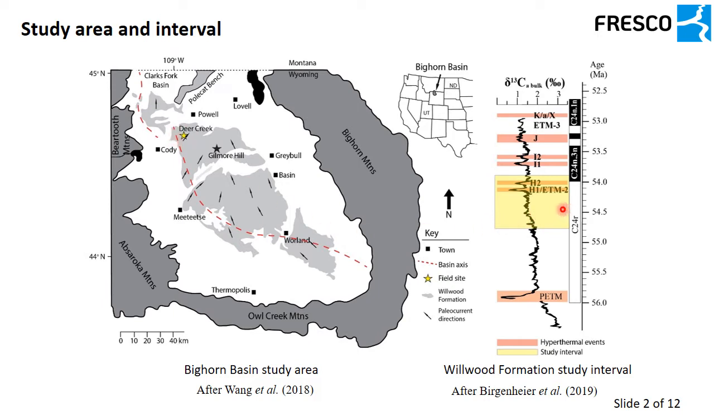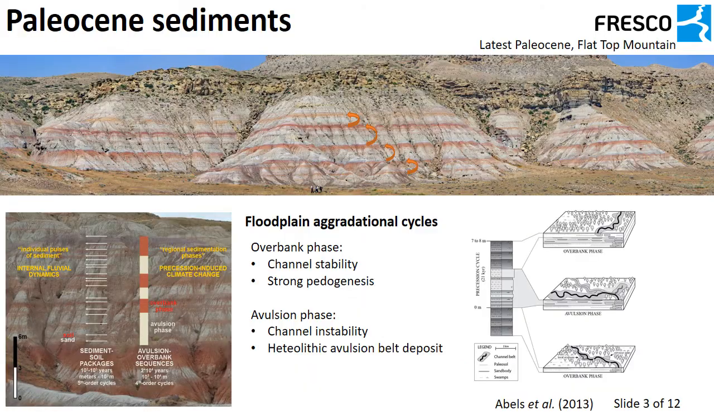Our study interval is the early Eocene Wellwood Formation. It is 1 million years younger than the Paleocene-Eocene Thermal Maximum. And in our study interval, there are two hyperthermals, namely H1 and H2. The Paleocene sediments are just below the boundary sandstone that separates Paleocene from Eocene.